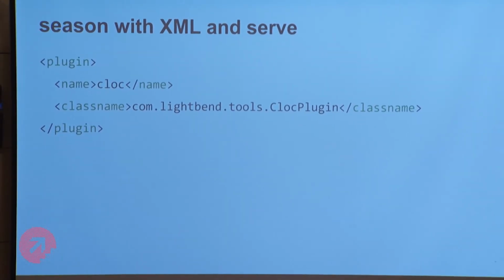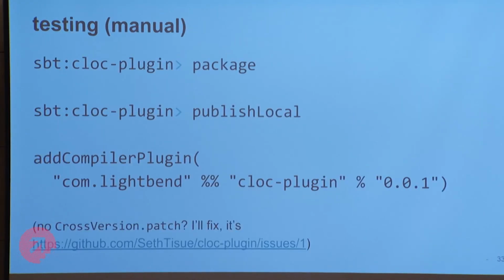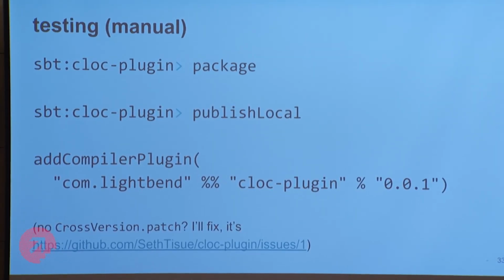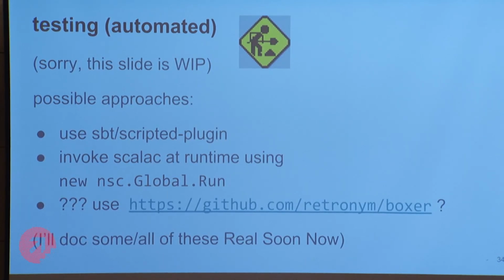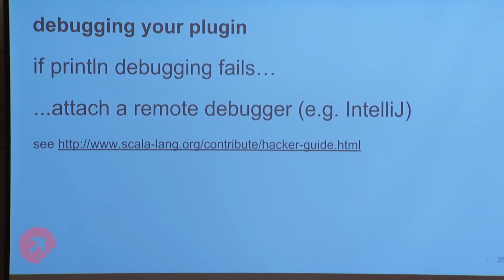You need a little XML in order to have a working plugin. That's shown in the repo. For testing, the easiest way is to just publish local the thing and then add it to some other build. The other testing strategies are harder, and I didn't really have time to get into it, but here's the basics, and then I'll document this better later on.